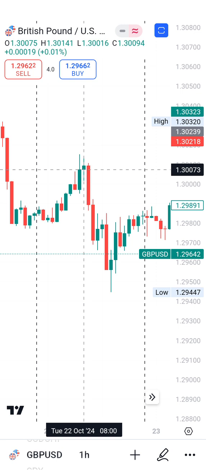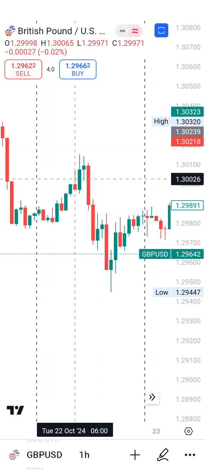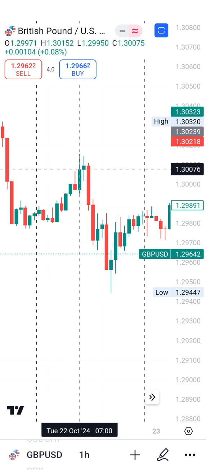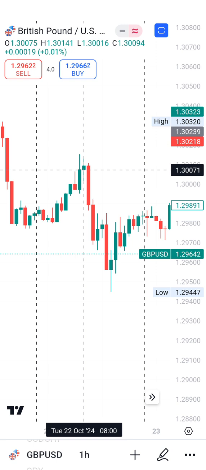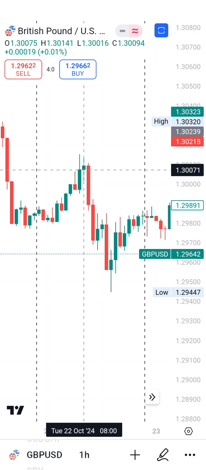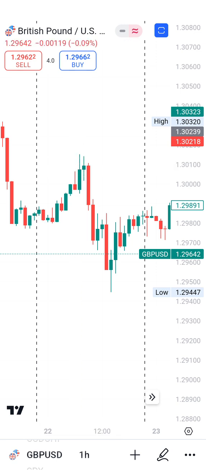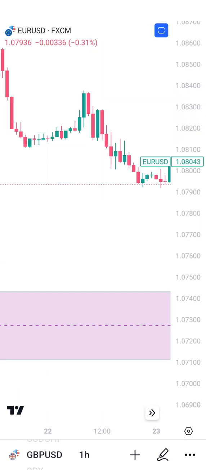Price opened on Tuesday, and look at this candle now. This is 7. I'm using the London session now. By 8, which is when London opens, price did not take off the 7. But on Euro USD, let's check Euro USD.